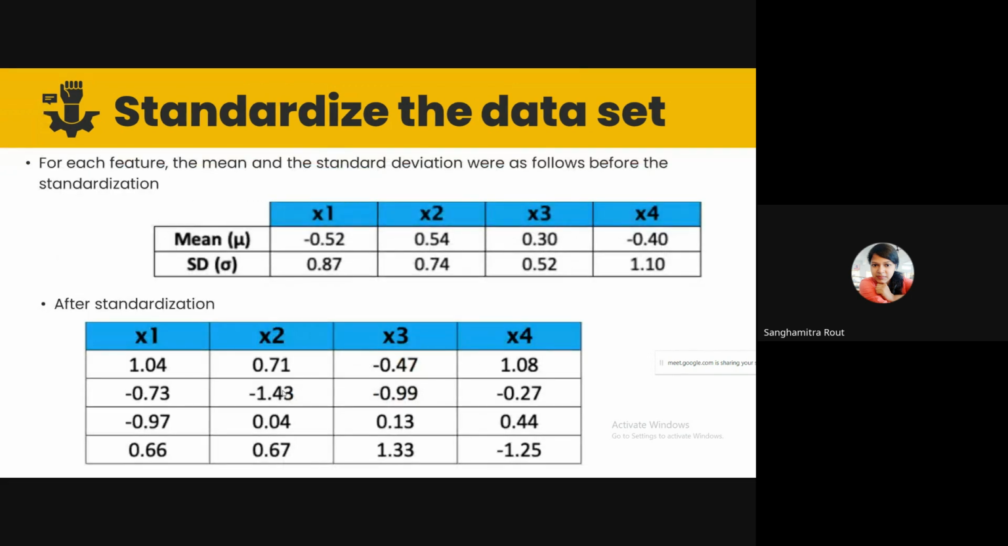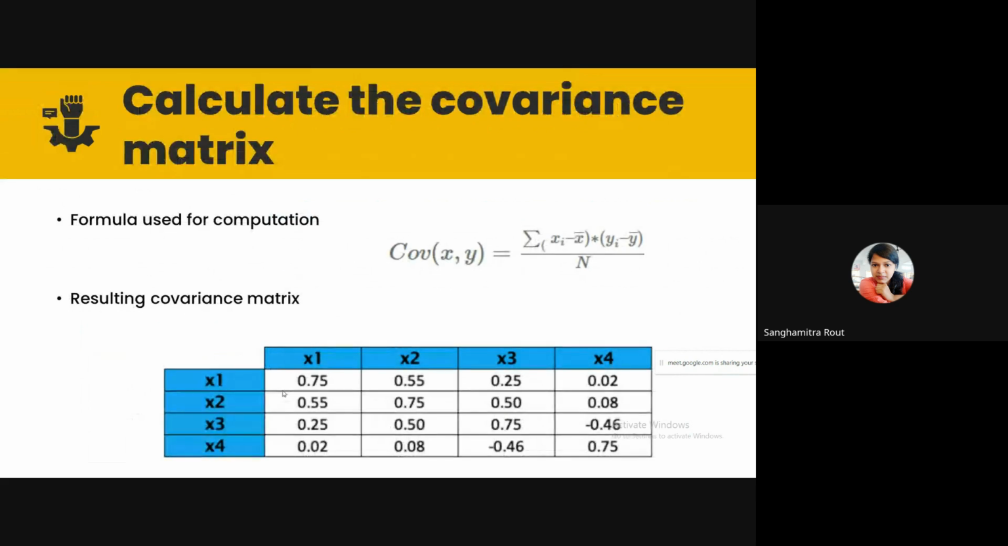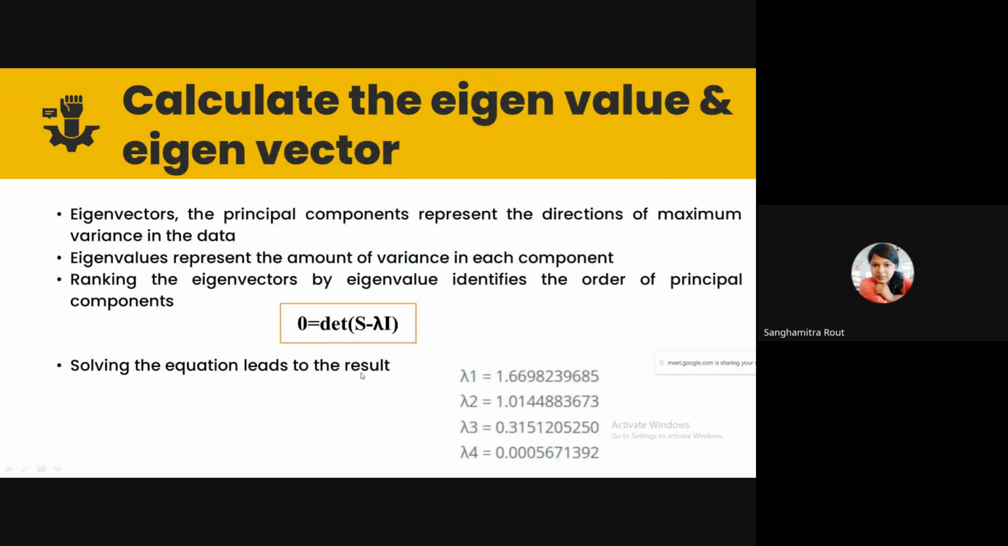After calculating that, you have to calculate your covariance matrix. This is like basic mathematics. So if you put this covariance matrix formula, you will get a table like this. After getting this covariance matrix, you will develop the eigenvalues and the eigenvectors. For calculating the eigenvalue, you have to use this particular formula. From here, you will get such type of values: lambda 1, lambda 2, lambda 3, lambda 4.